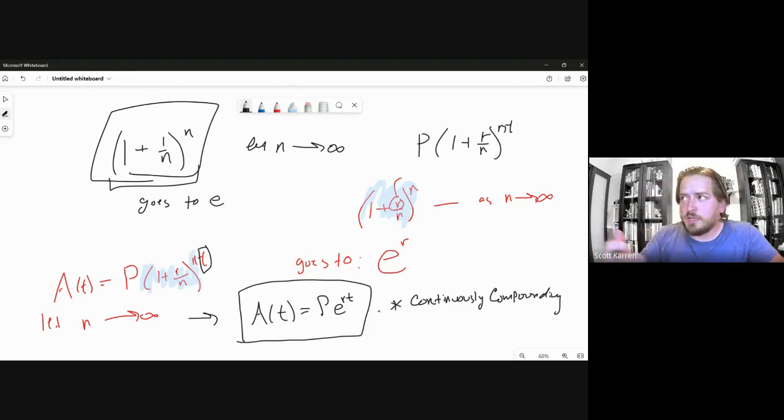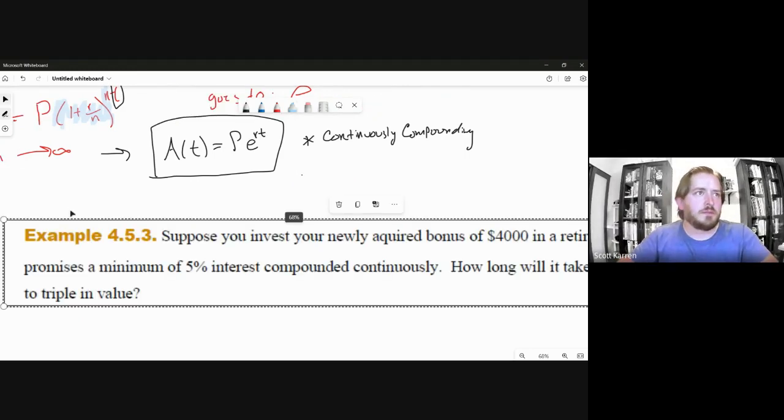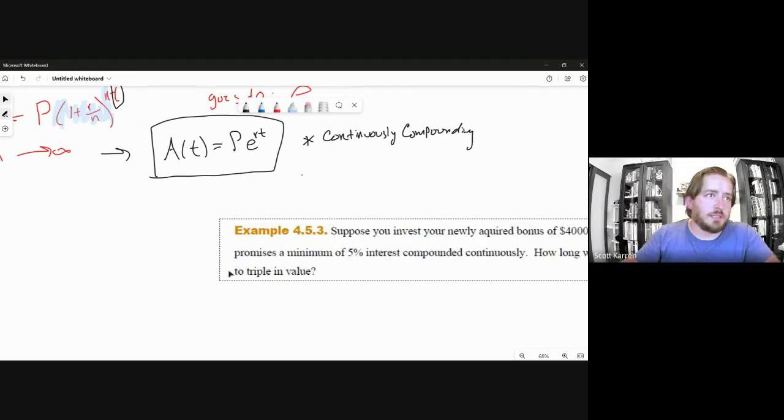So in between any 2 moments in time, there's basically an infinite number of compounds. And it doesn't go crazy. You're not given an infinite amount of interest. It's limited by that E to the R. And so we can do calculations with this. And we can say, or it can be asked this.